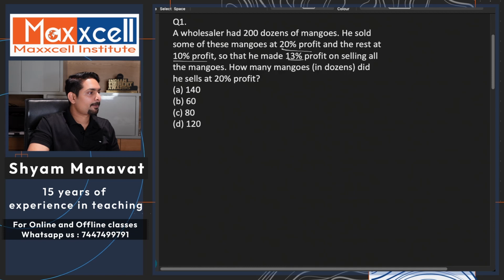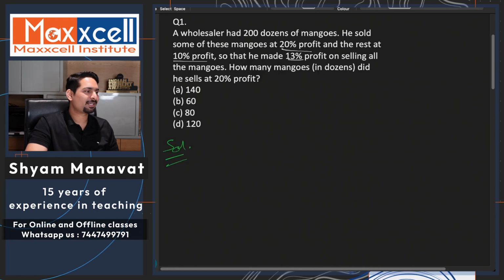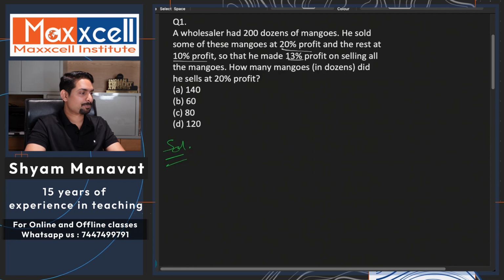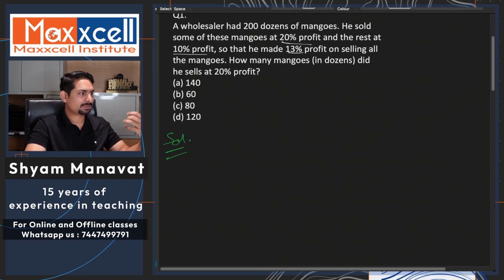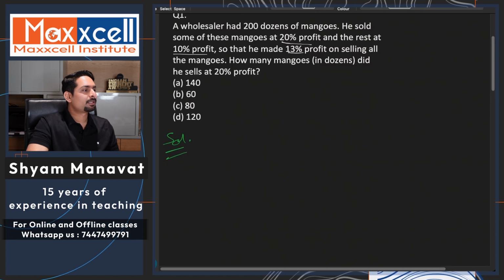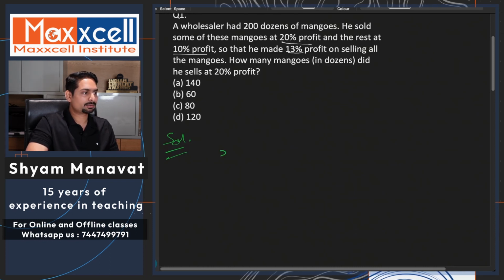Now here let's start. You can see we have options also. In all the practice questions I will include options too, so that we can learn how to select and eliminate options. So 200 dozens of mangoes, and he sold some of them. We don't know how many, so let's say X dozens of mangoes he sold at 20% profit.